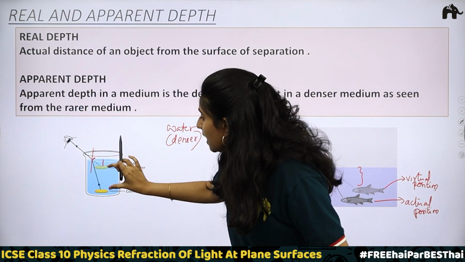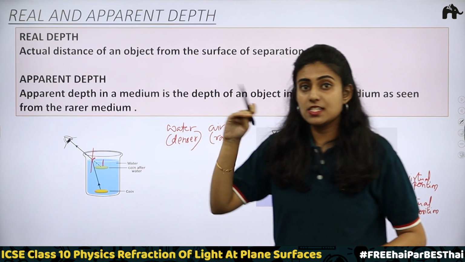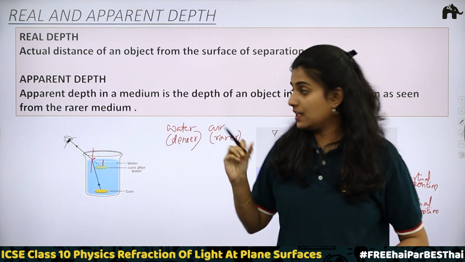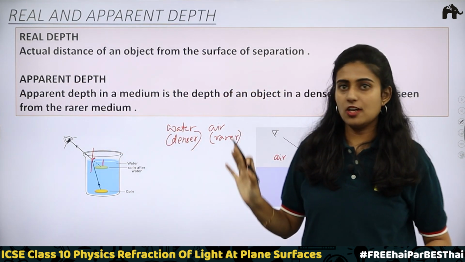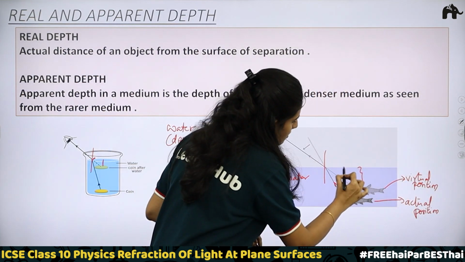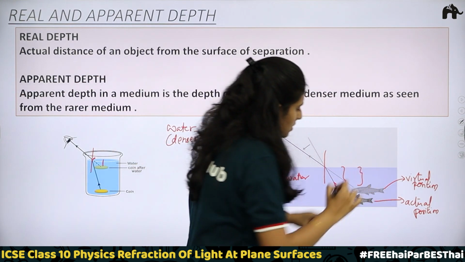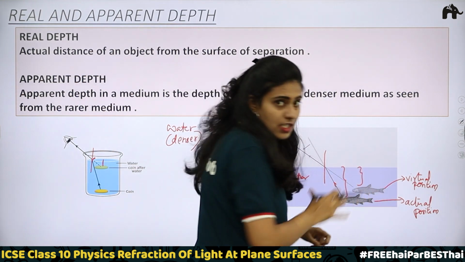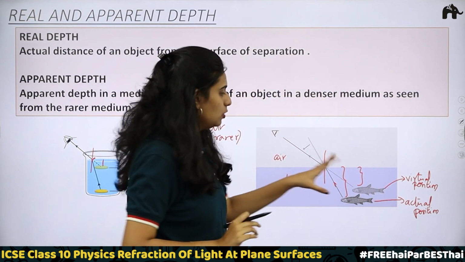The object is appearing at a new point, which means from the surface of separation, at what distance is the object observed? This distance is called the apparent depth. Got the idea about real depth and apparent depth? Here, this is your real depth from the surface to the actual position of the fish. And this is your apparent depth, the position where the object is observed, measured from the separation of the two mediums.